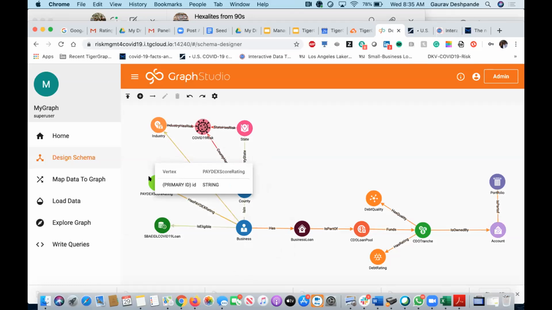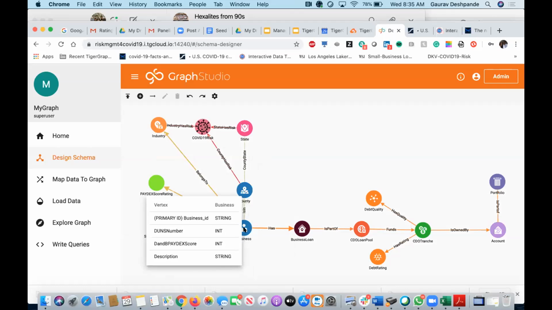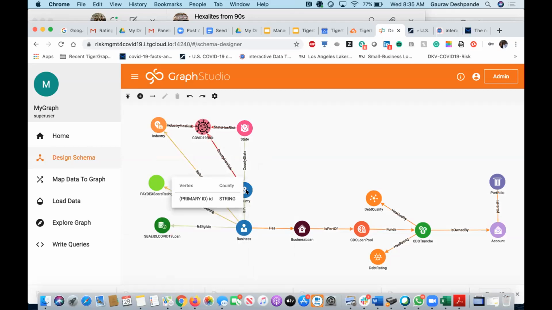A business has a Paydex rating associated with it, and it could be a high Paydex, or it could be medium, it could be low, and then there'll actually be a score. On the business, there are attributes like Dunn's number, which is the Dun and Bradstreet number. Again, you'll have the equivalent of that in Europe, in India. It'll be a different number. You have a Paydex actual score between 1 and 100, and then there'll typically be a description for the business. In terms of county, of course, the county that the business belongs to, and then there's an industry that the business belongs to. County belongs to a particular state, and all of these, right here you see COVID-19 risk, and industry, a county, as well as the state has a direct COVID-19 risk rating that we looked at.